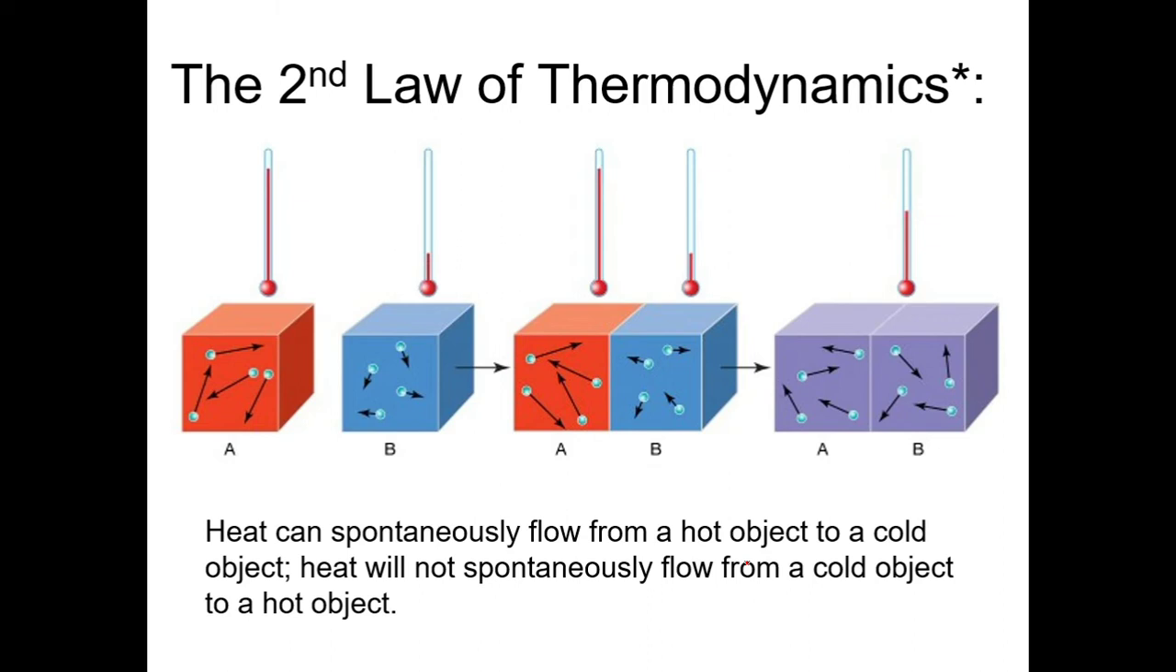There are actually a few ways of phrasing the second law of thermodynamics. This is going to be the most non-technical and accessible, so we'll start with this one. It says exactly that heat can flow spontaneously from hot to cold. It cannot flow spontaneously from cold to hot.